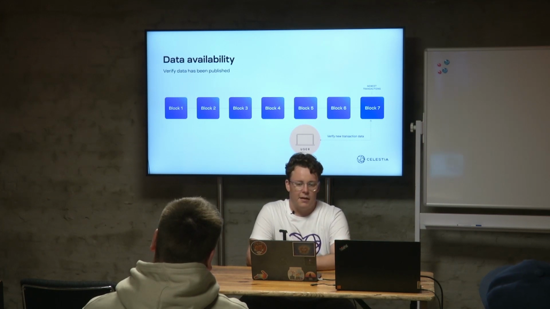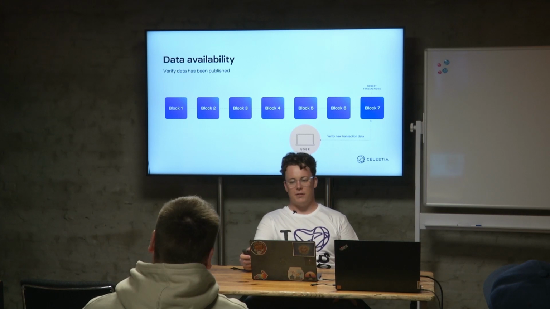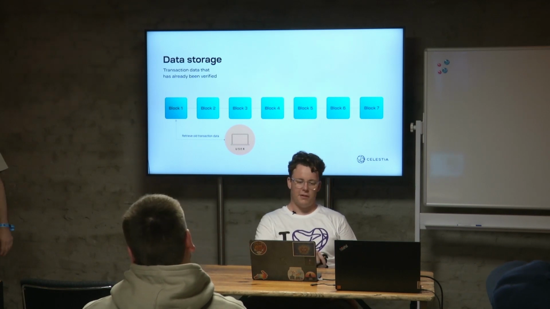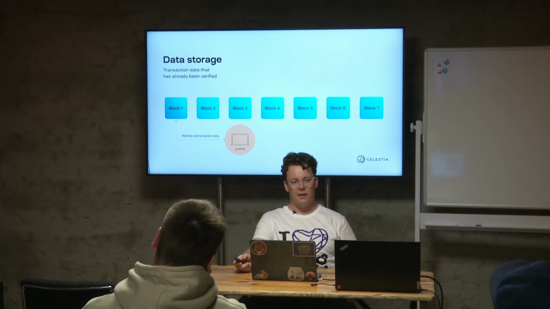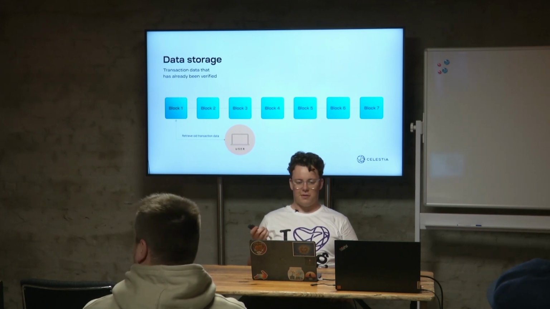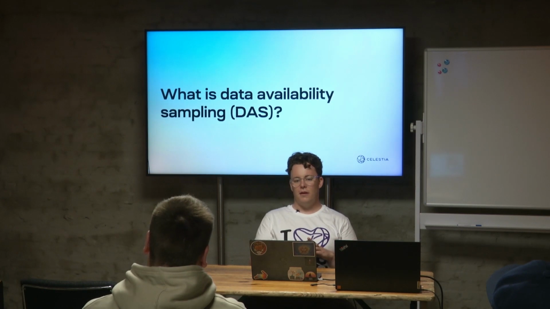So data availability is verifying that data has been published. So this is important in the most recent transaction data. And you can think of data storage as transaction data that's already been verified. So this is blocks that are a month ago, blocks that are even further back than that. It's not really as important to the user at the time when they're sending the transaction. So yeah, I think it's important to clarify the difference between those two because they're often confused.